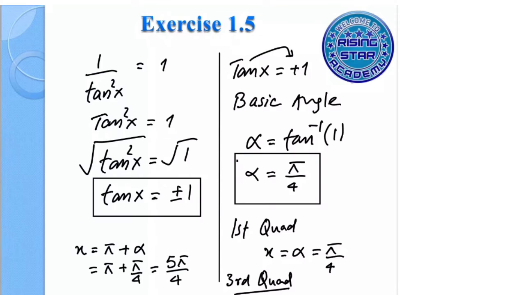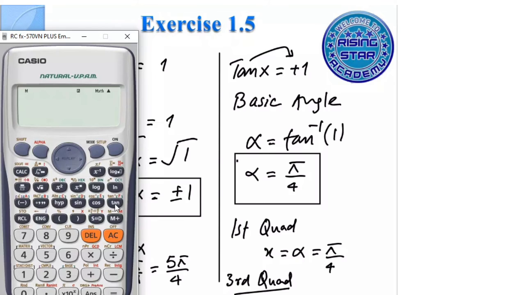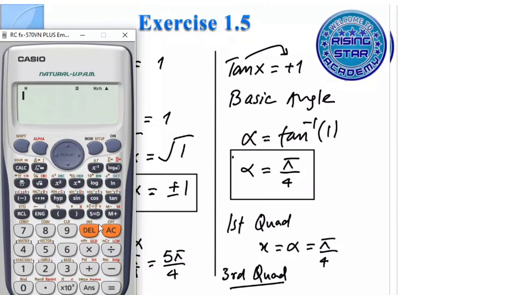Now I will check that my answers are correct or not. So for that purpose I will use the calculator. Here I will apply tan of pi by 4, that is pi by 4. So you can see our answer is 1. We need to find tan for 5 pi by 4. So again our answer is 1. So it means our answers are correct. Move to the second part now.